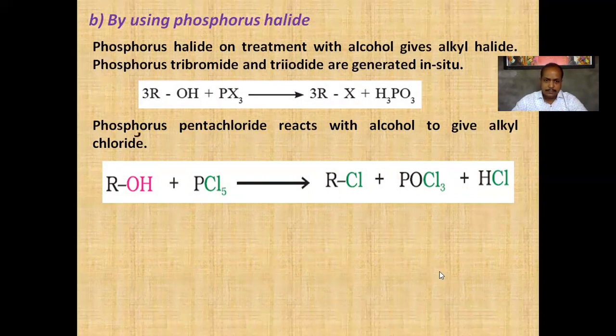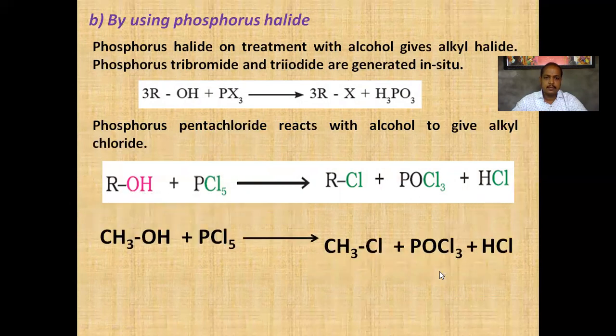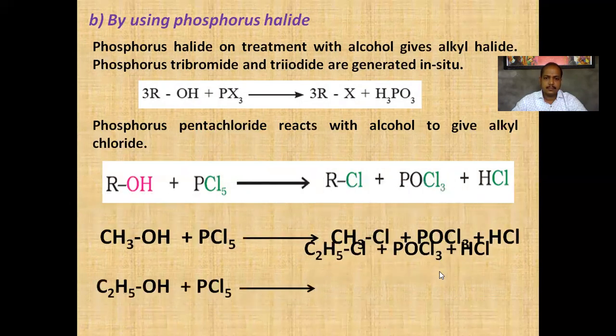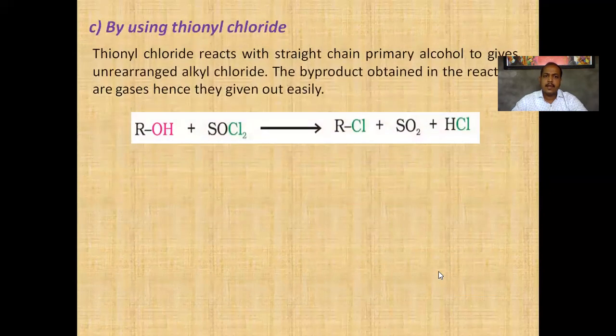And last is by using thionyl chloride. So this is an important and widely used method for the preparation of alkyl halide, starting from the alcohol.